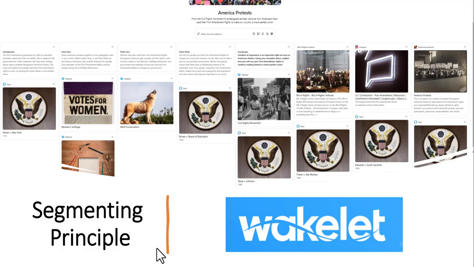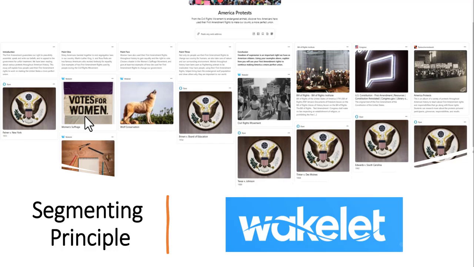This is a Wakelet that I have collected on American protests. And you can see that I have segmented the different pieces. So they've got an introduction, point 1, point 2, point 3, and then the conclusion. And it goes into a 5-paragraph essay. And then here, if they click on each of these, it's going to take them to a specific resource that's a court case. These that have this Wakelet sign are other collections.